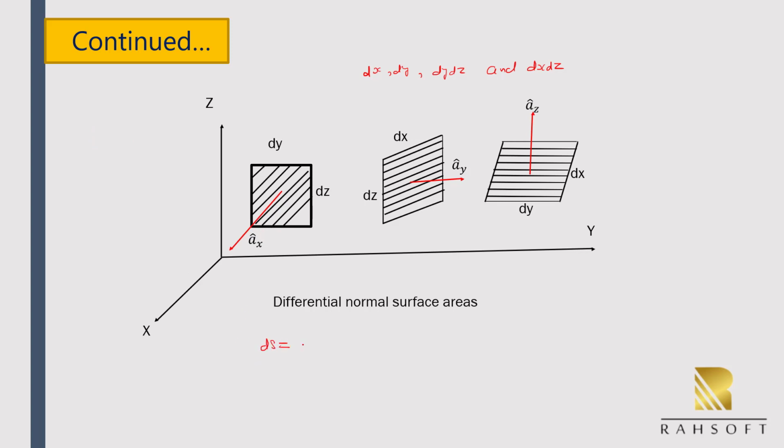ds is equal to plus minus unit vector ax dy dz, plus minus unit vector ay dx dz, plus minus unit vector az dx dy.